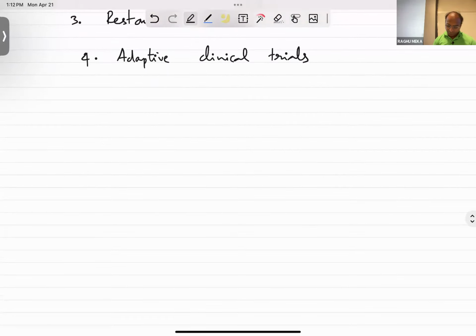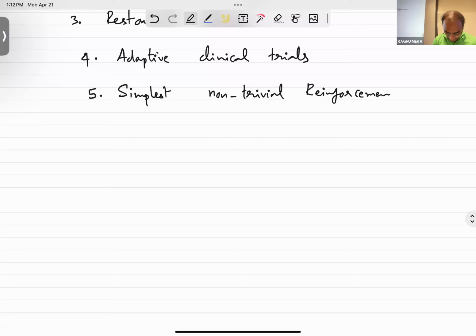Okay. And lastly, one reason which I think it has received so much attention is that it is the simplest non-trivial reinforcement learning problem. Okay. And if you know what reinforcement learning is, that's okay.